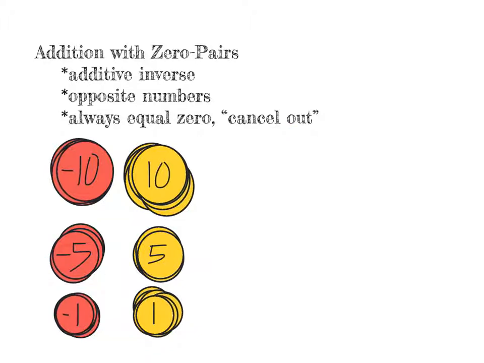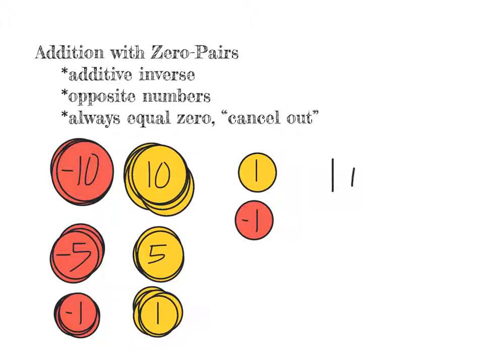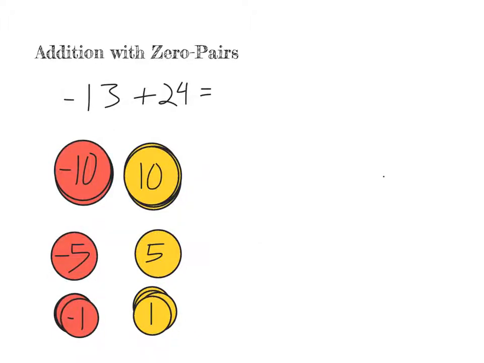So for example, if you had the number 1 represented by this yellow counter and negative 1 represented by the red counter, and you added them together in an addition sentence like this, 1 plus negative 1, they would cancel out. Therefore, 1 plus negative 1 equals 0. So let's work through an addition sentence using zero pairs.